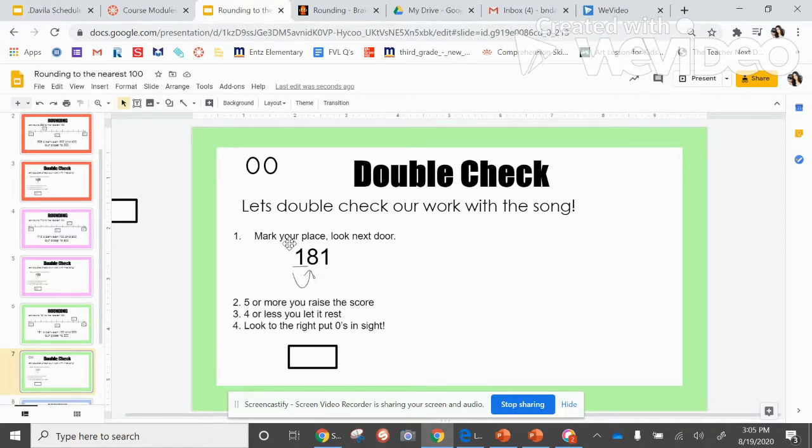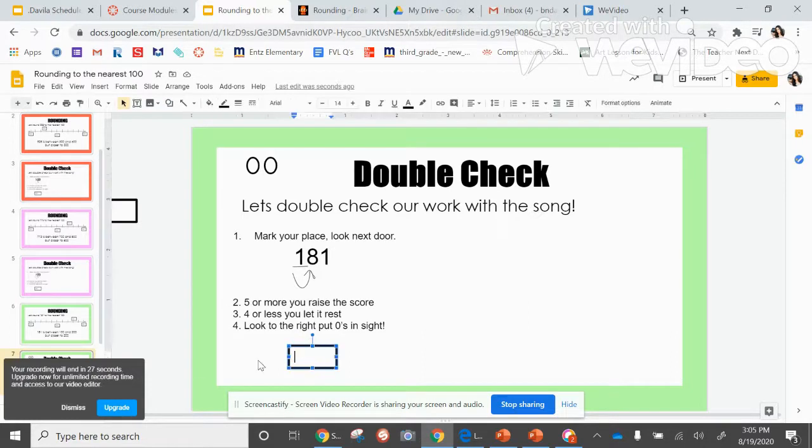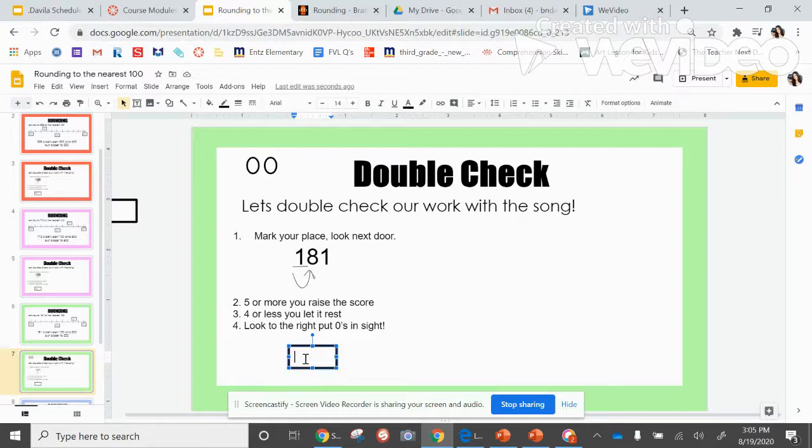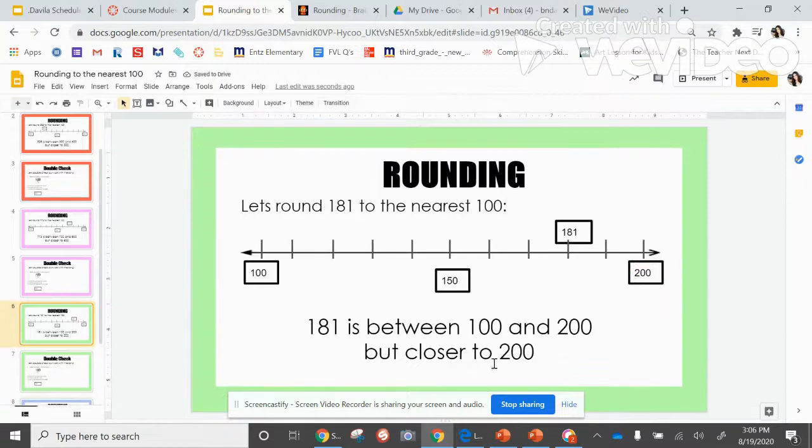Okay, let's sing that song again. 5 or more, you raise the score. Is 8 5 or more? It sure is. So that means that the 100 turns into a 2. We are going to raise the score of the 100 because the 8 is 5 or more. Now we're going to look to the right, put zeros in sight. So it rounds up to 200, which is exactly what we got up here.